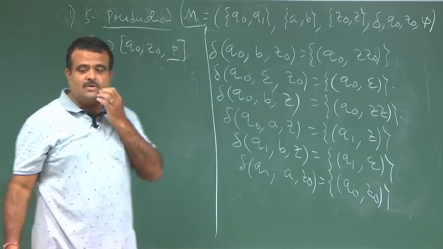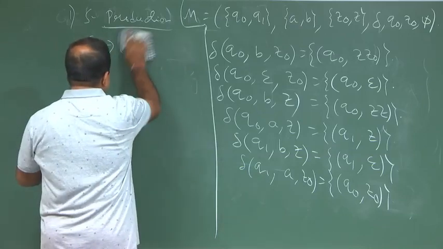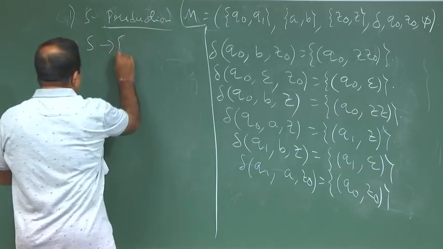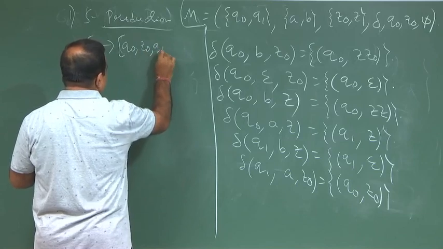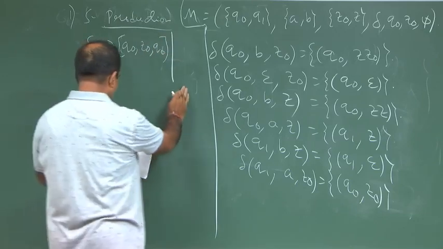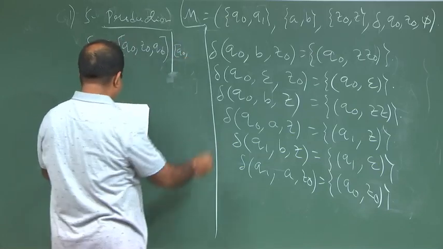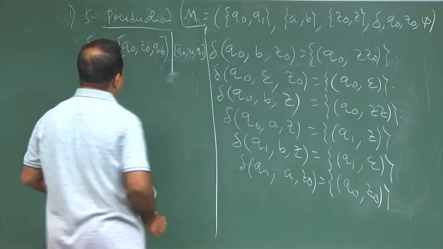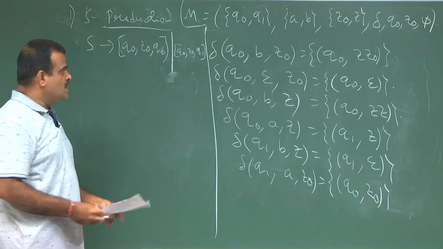So, we have two states. It basically gives us S going to q0, z0, q0, q0, or S going to q0, z0, q1. This is one rule, this is two rules. We have S going to this, S going to this. This is the S rule.